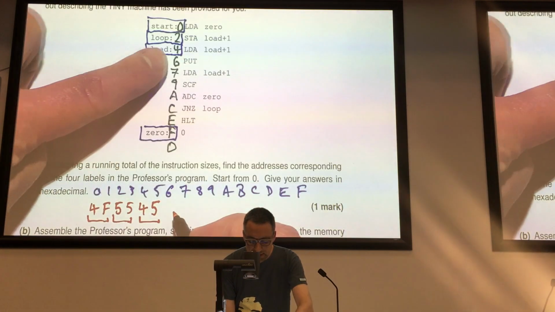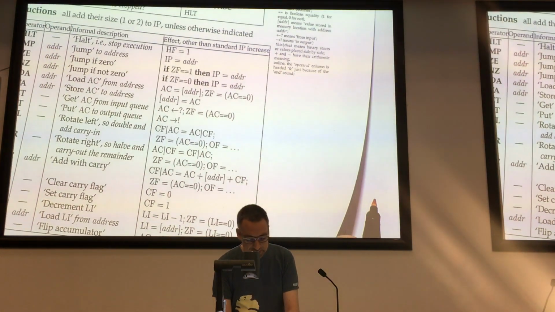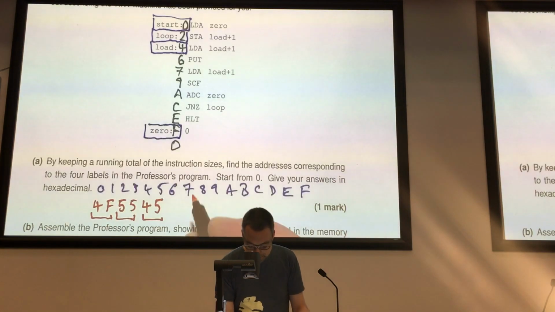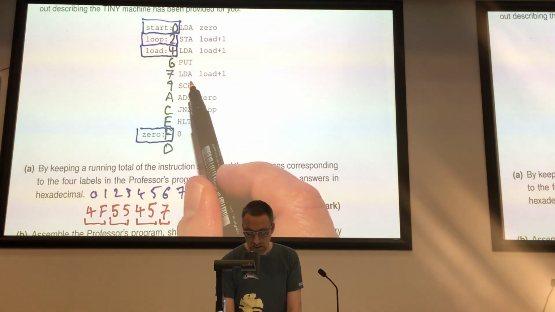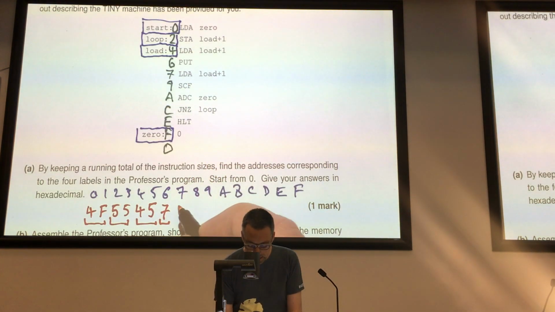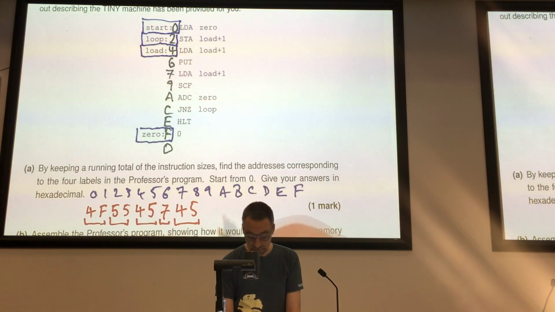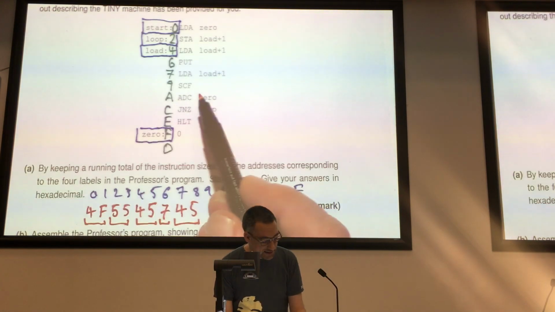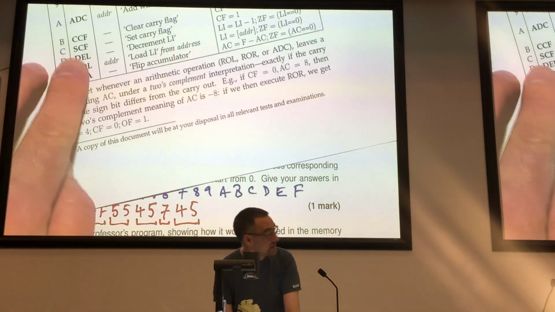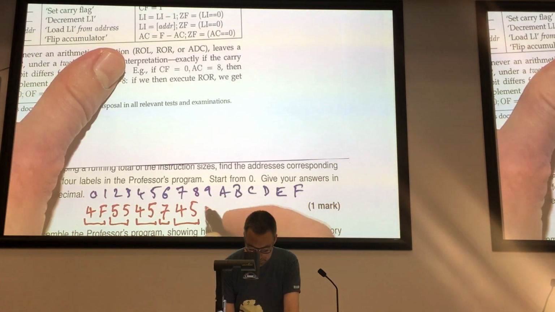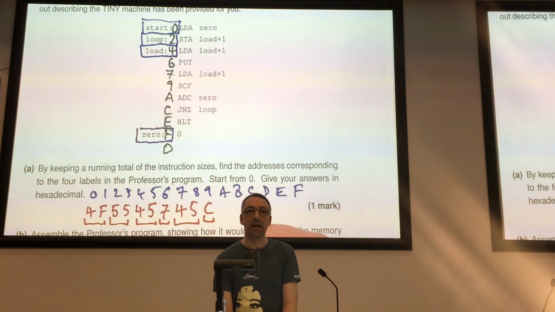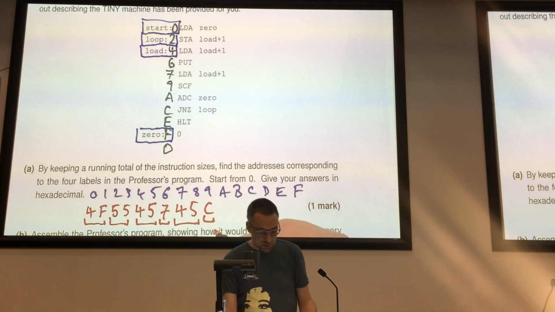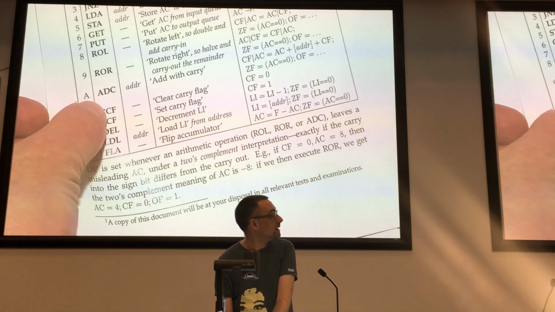Okay? Our next operator is put, and put is 7. Next, we have another LDA load plus 1, so that's another 4 or 5. Everyone happy with that so far? Next, we have an SCF. So we look that up and we see it is C. Next, we have an ADC 0. So we look up the operator and it's A.